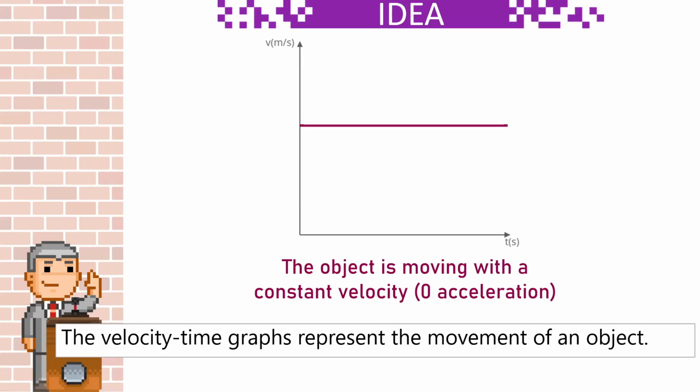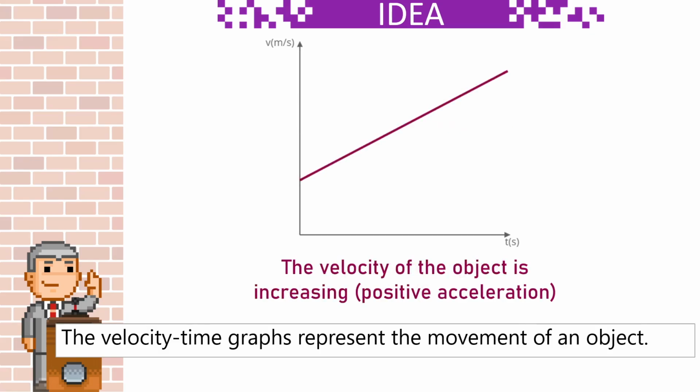Today we're looking at velocity time graphs and finding displacement and acceleration from them. In this simple velocity time graph we can see it's horizontal, which shows that an object is moving with a constant velocity. So a horizontal graph doesn't mean that the object is stationary, it means its acceleration is zero.